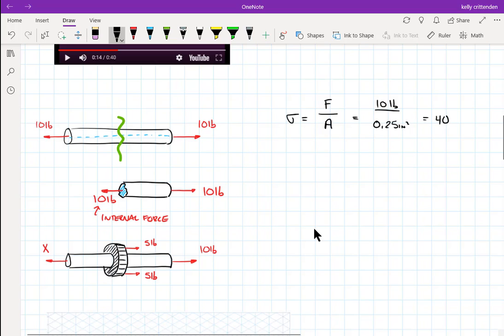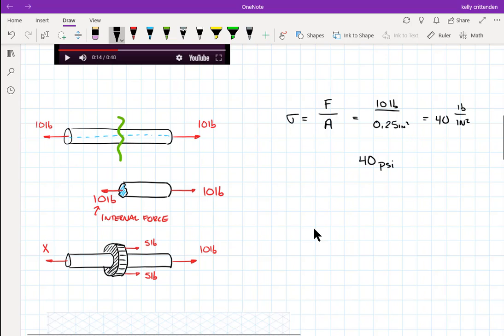And then the units on this are pounds in the numerator and square inches in the denominator. So normally, pounds per square inch, instead of you can write it this way, pounds in the numerator, inches squared in the denominator, but normally you write 40 psi.